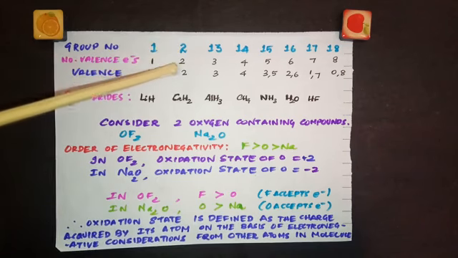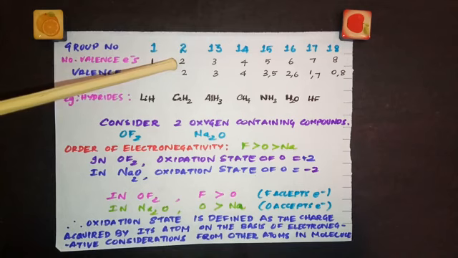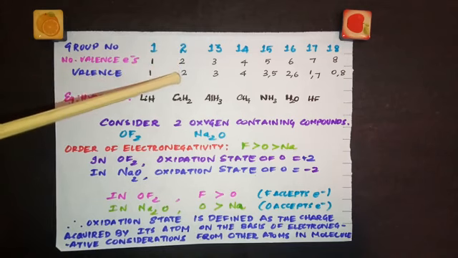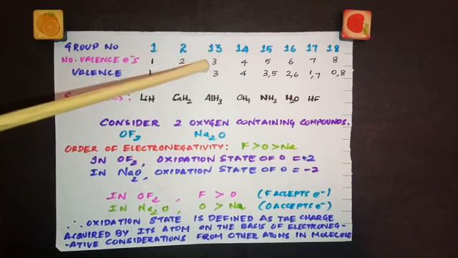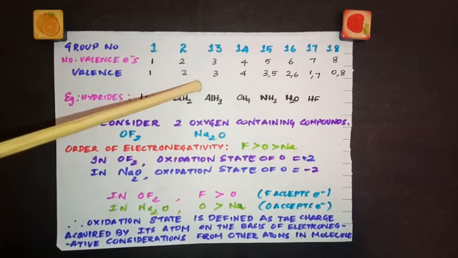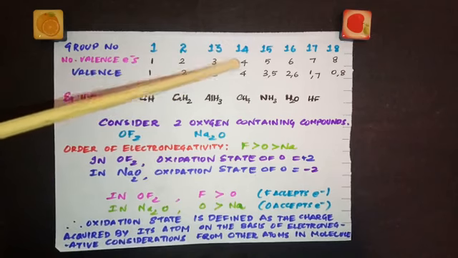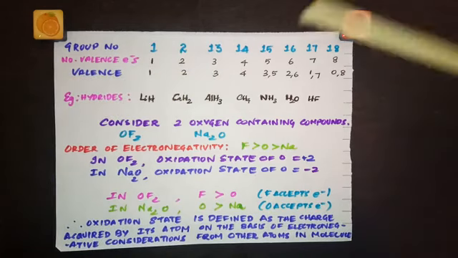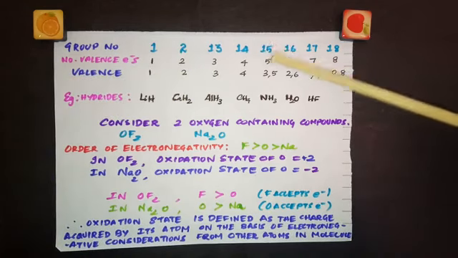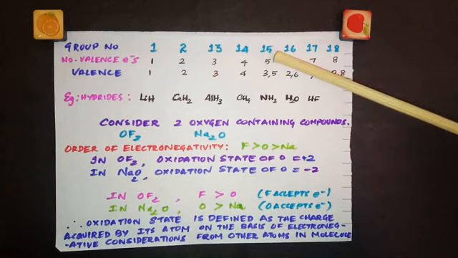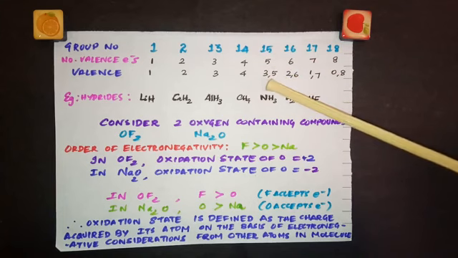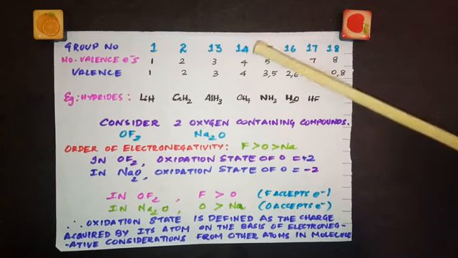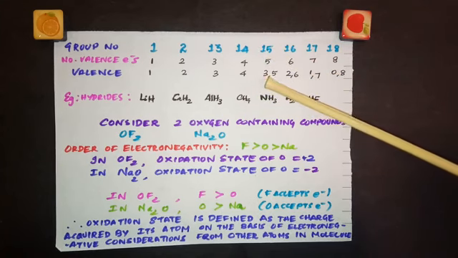And for group 2, the number of valence electrons, which means the number of electrons in the outermost shell, is 2, so the valency is also 2. And for group number 13, the number of valence electrons is 3, so valency is 3. For 14, 4, valency is also 4. In the case of group 15, the number of valence electrons is 5, so valency is also 5, and they also exhibit 8 minus 5. What will be 8 minus 5? 3. So they exhibit both the valency 3 and 5.